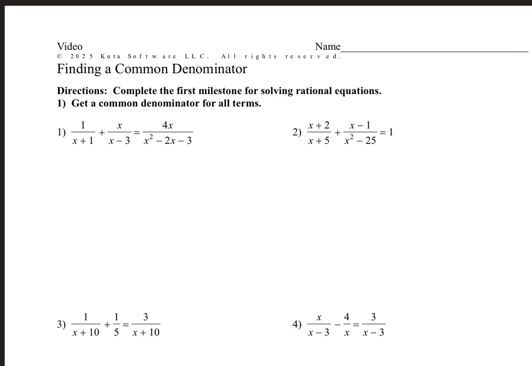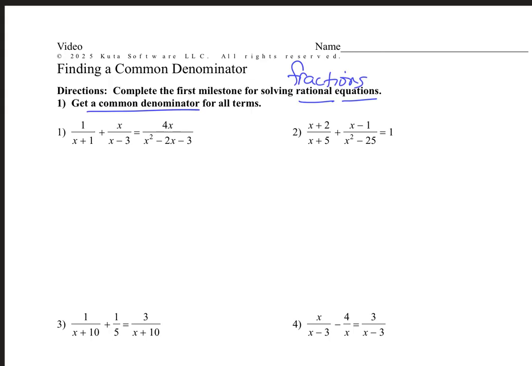All right, today we are starting the section where we will be solving equations that look like this. They're called rational equations, and rational just means fraction. Equations that have pretty major fractions in them. So we're doing this in two steps, and the first step is finding a common denominator.